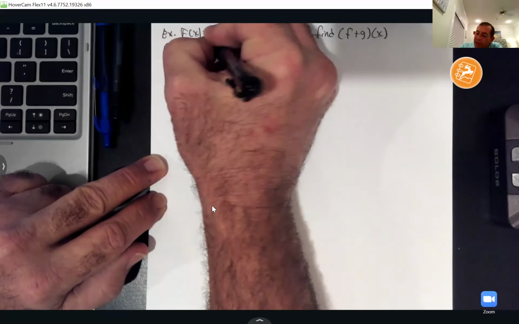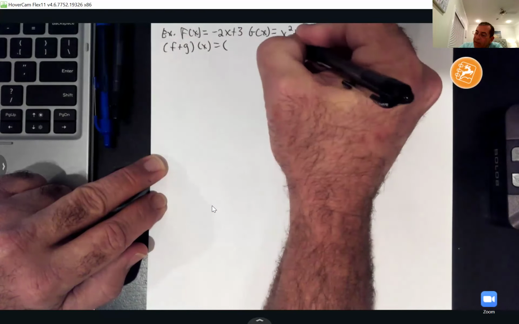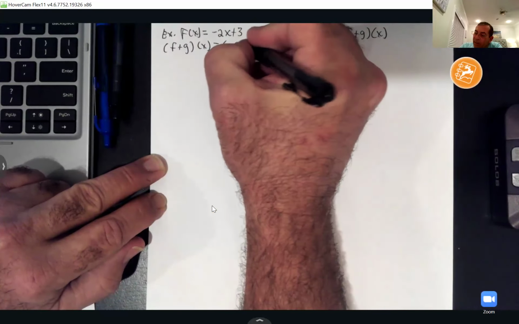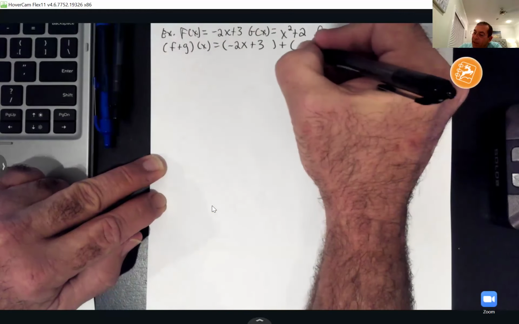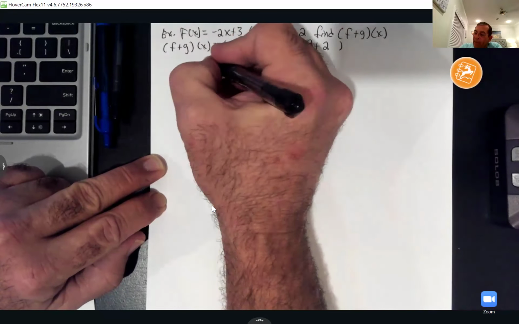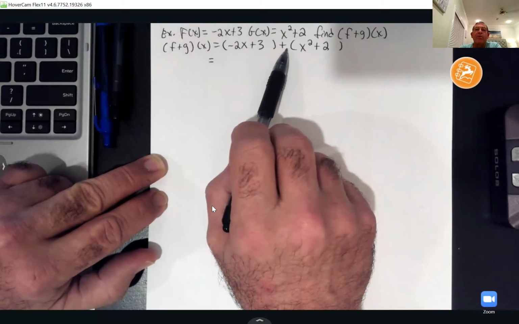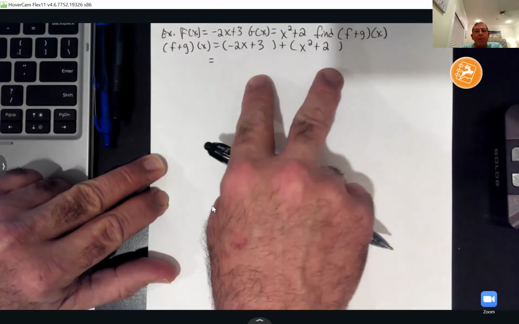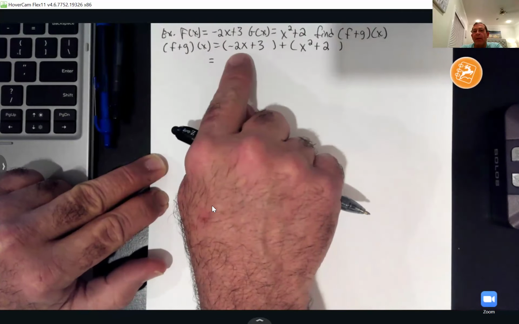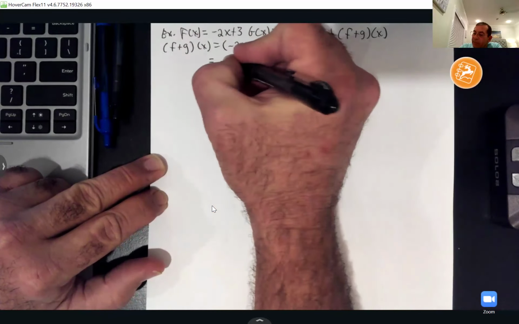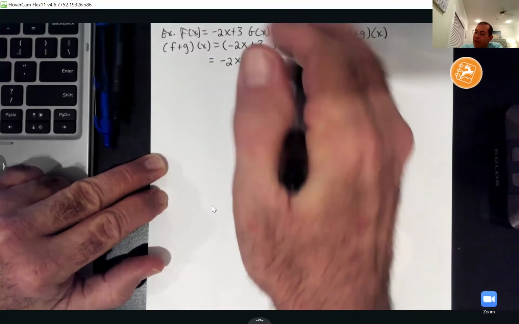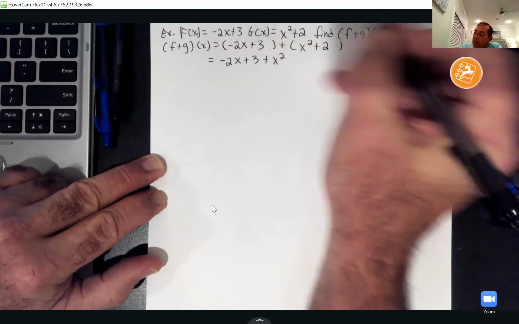All right, so here we go. F plus g of x will equal my f plus my g. F is a negative 2x plus 3. G is a x squared plus 2. Now, y'all remember, this one's being added, so we can drop the parentheses and bring everything out the way they look inside the parentheses. So that'll be a negative 2x plus 3. This will come out as a positive x squared, and then plus my 2.